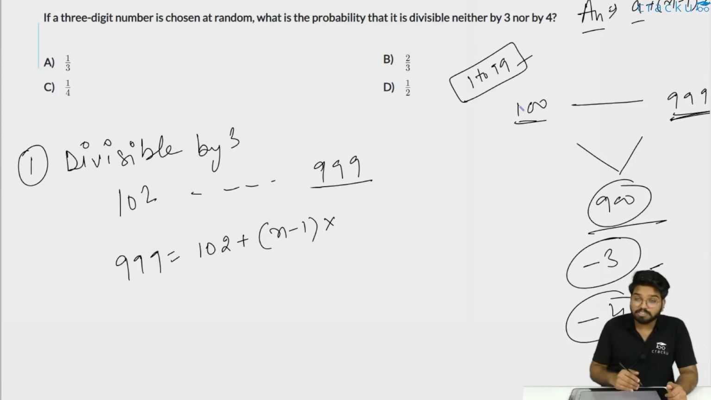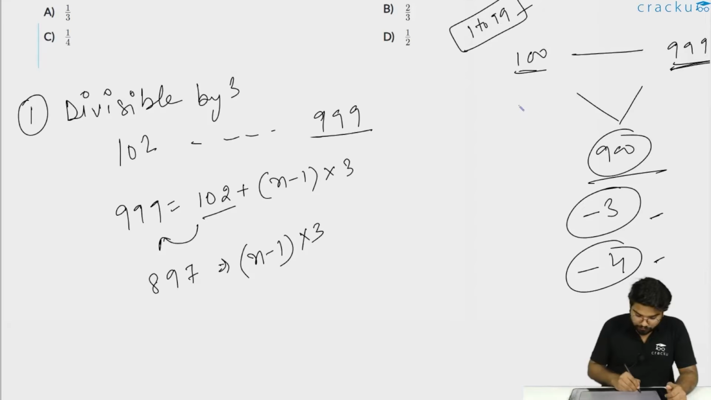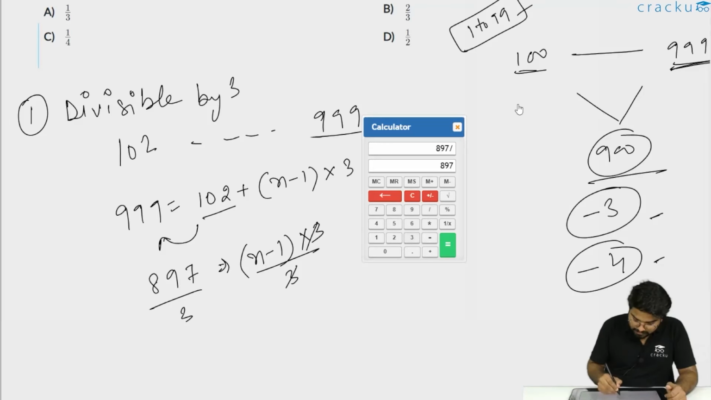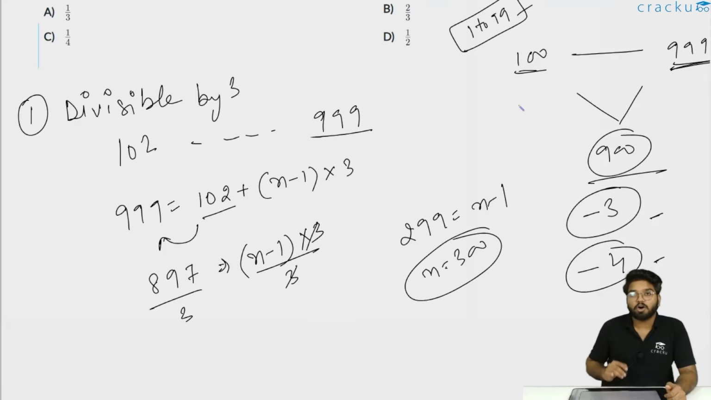We are finding the numbers which are divisible by 3. So the common difference between any two consecutive terms will be 3 only. If we take it to this side, this will be 897. This should be equal to n minus 1 into 3. If we divide both sides by 3, 897 divided by 3 will be 299, which is equal to n minus 1, so n is basically 300. So there are 300 three-digit numbers which are divisible by 3. So this is equal to 300.